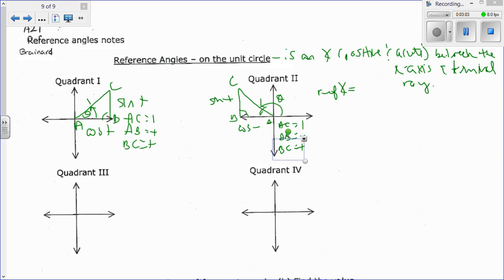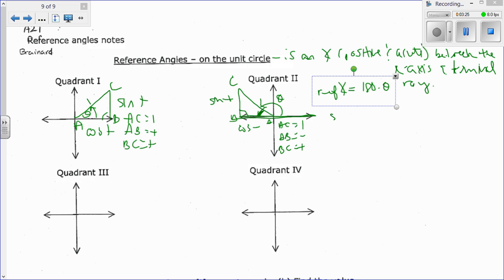To find my reference angle, I'm going to take 180 and subtract from it theta, because there's 180 degrees in this straight line here. The x-axis is 180 degrees. And if I want to find this little teeny tiny angle inside my triangle, then I need to subtract theta from 180.